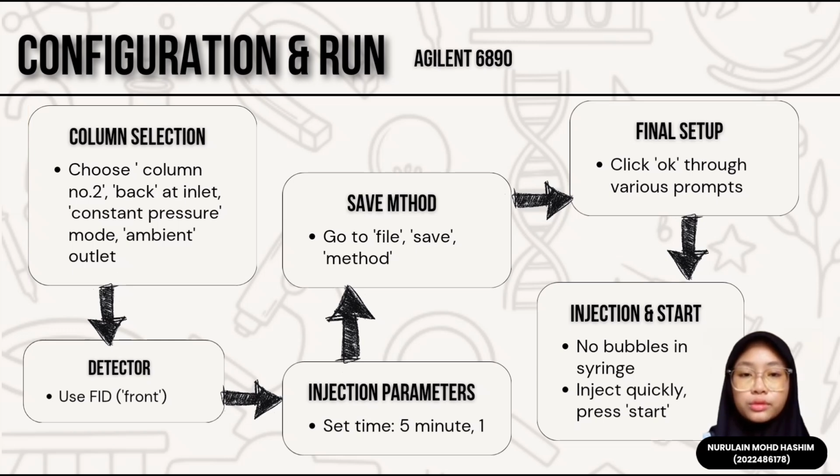Choose column number 2 with the inlet set to back and the outlet at ambient pressure using constant pressure mode. Save your method under File, then Save method, and proceed through the setup prompts. For injection, ensure no bubbles are in the syringe. Inject quickly, then press Start. Use the front FID detector for analysis.